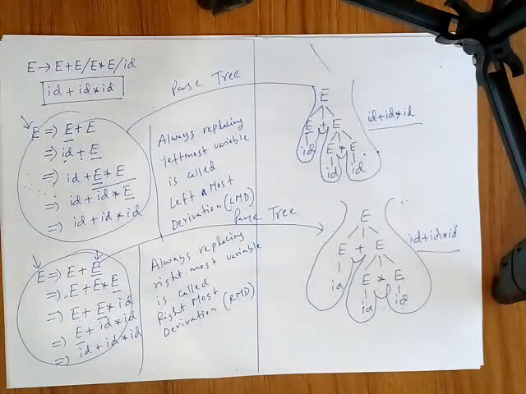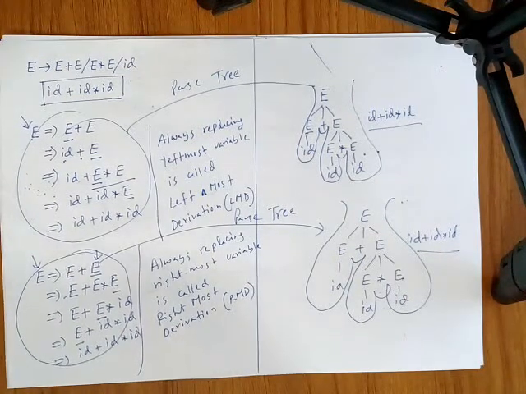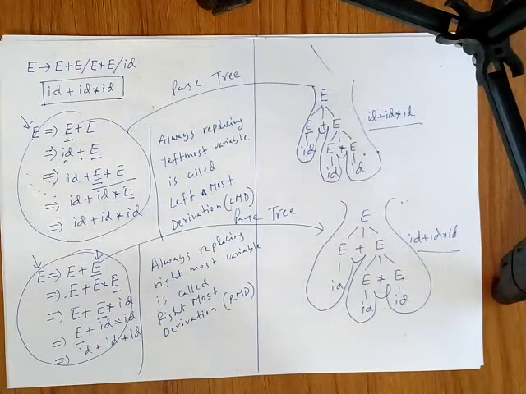Is it clear to you? Can you summarize? Is there anybody who can summarize? When a grammar is ambiguous, for a given string, there is more than one parse tree. And what is the second point? Each LMD has the equivalent RMD. All LMD has the equivalent RMD. All RMD has the equivalent LMD.